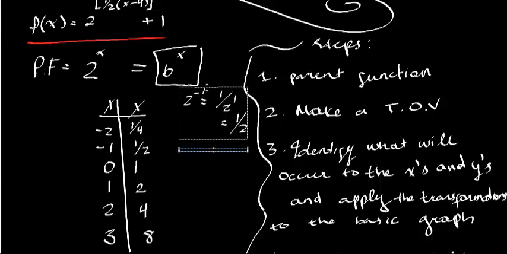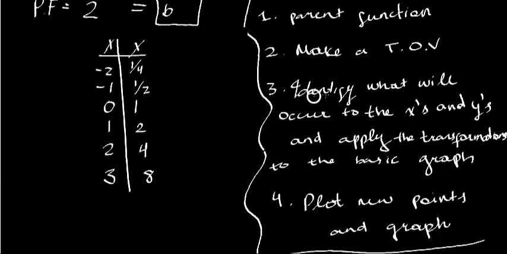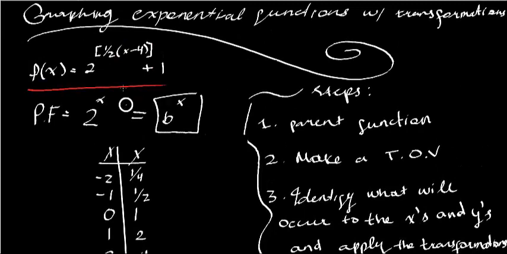Yeah, so now we can move easily to our next step, which is identify what will occur to the x's and the y's. That's the first part. So let's just analyze what is happening. What is the difference between this and this? What is changing this to make it look so fancy? Alright, let's see. So remember, everything inside the bracket, just that, is applied to the x's.